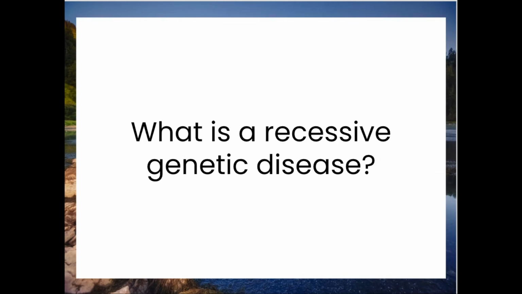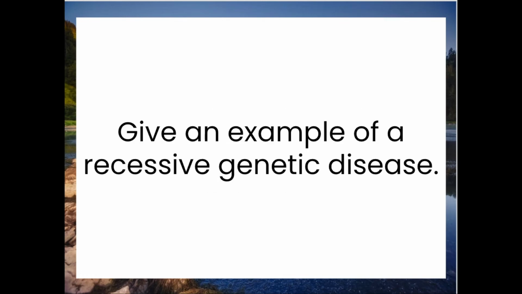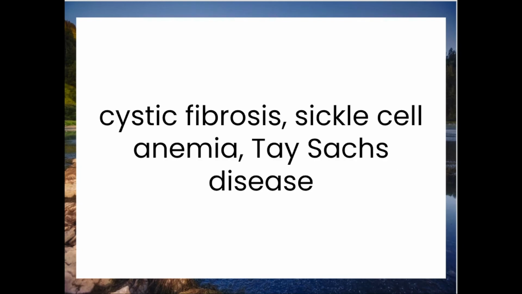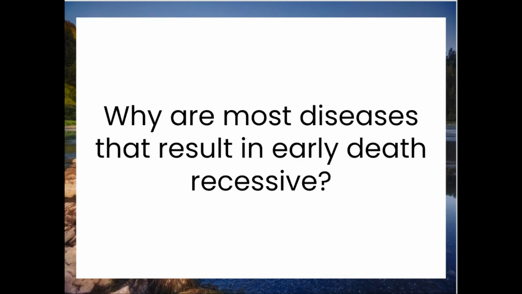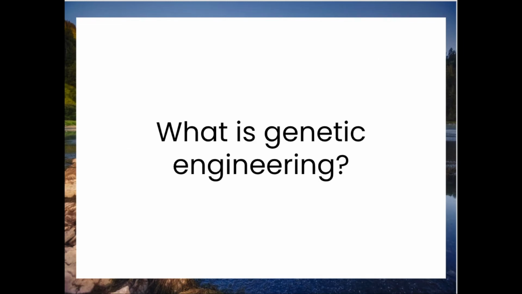What is a recessive genetic disease? A recessive genetic disease is a disease that only appears if an individual gets both recessive alleles for the disease. Give an example of a recessive genetic disease. Cystic fibrosis, sickle cell anemia, Tay-Sachs disease. Why are most diseases that result in early death recessive? Most diseases that result in early death are recessive because if they were dominant, humans would have died out because they wouldn't have been able to reproduce.